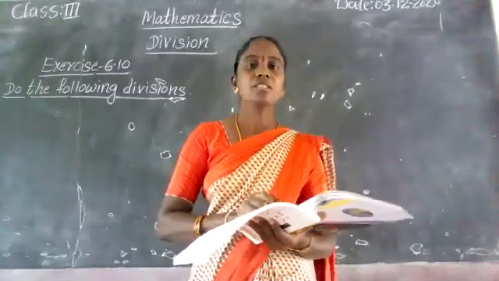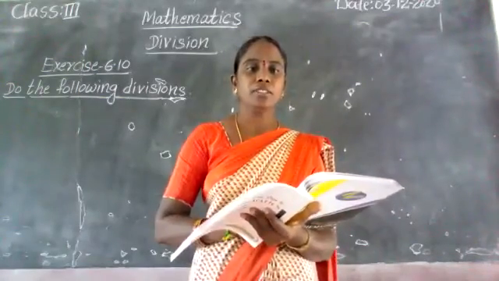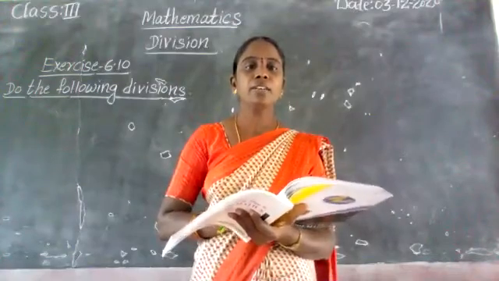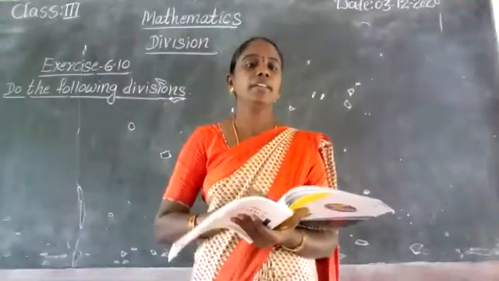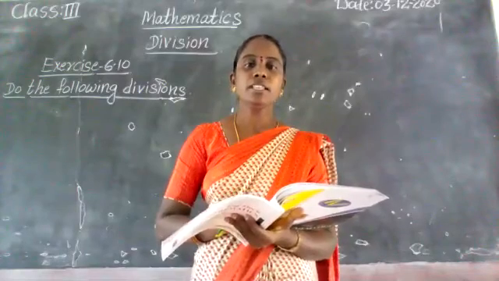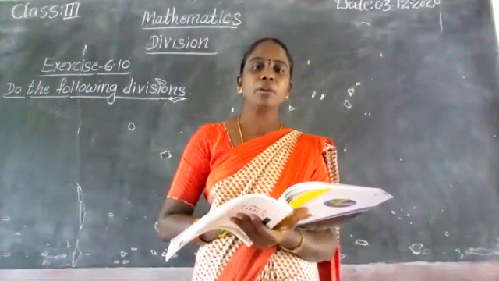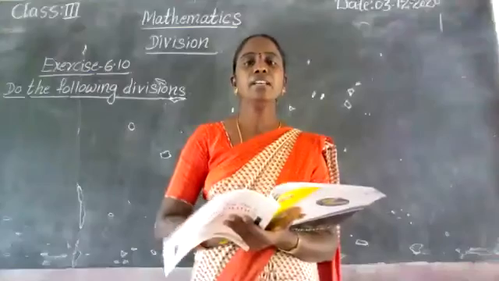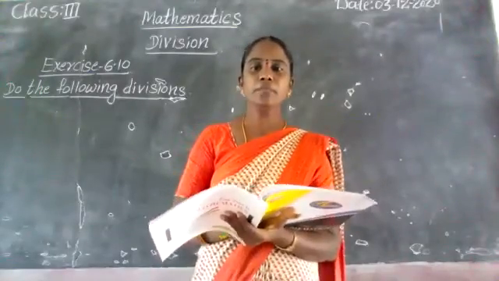Okay. Next, I will explain some more problems from exercise 6.10, children. These are 4-digit number divided by 1-digit number problems only. Now, once again I am explaining. Listen carefully, children.